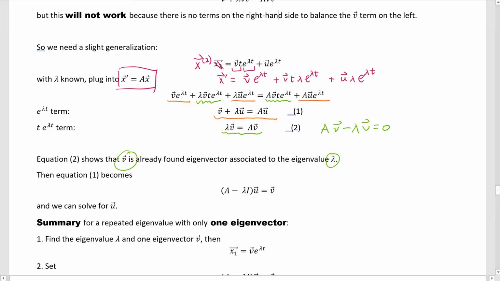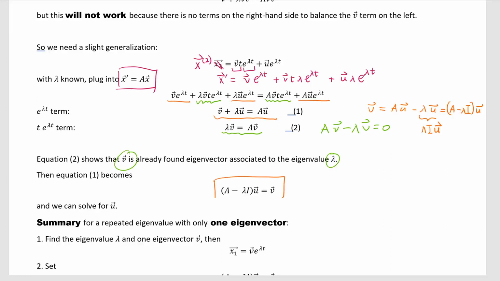But what does the first equation mean? Let me move lambda u to the other side. We get v is then Au minus lambda u, right? I can then factor out the u. Then we get A minus lambda I times u, since I can view lambda u as lambda I times u. So how can we find the u? You solve the system A minus lambda I times u equals v.